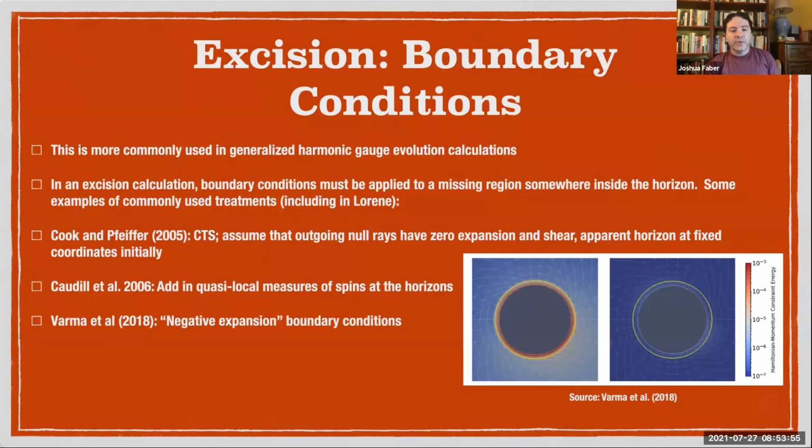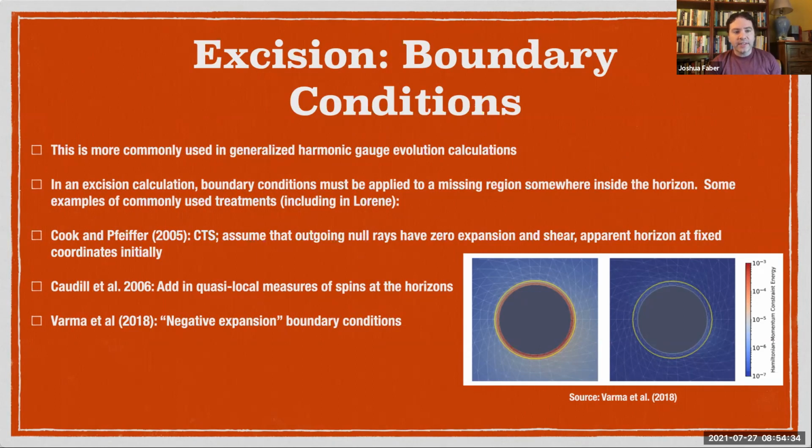So when you're dealing with excision, the question becomes, how do you appropriately set boundary conditions for the black holes in such a way that any kind of physical assumptions look the same from the outside world? I will say that excision is more widely used in generalized harmonic gauge evolutions, and less so for much of the BSSN work, though there's nothing inherent that says that it has to be exactly like that.